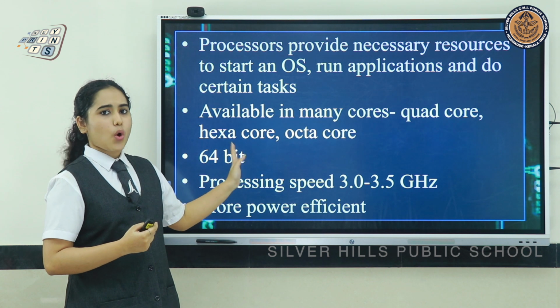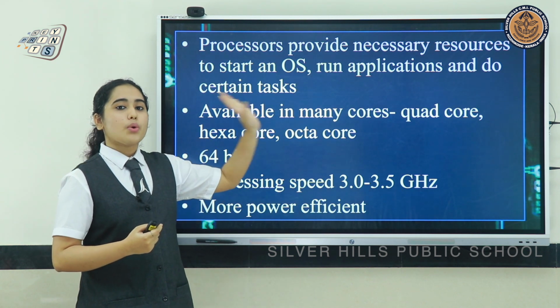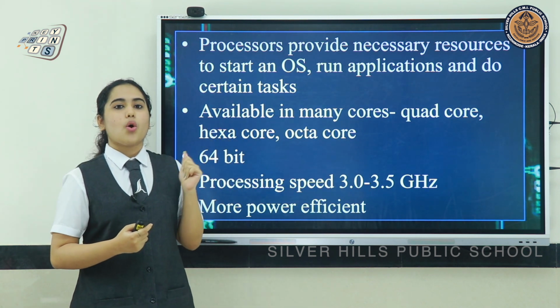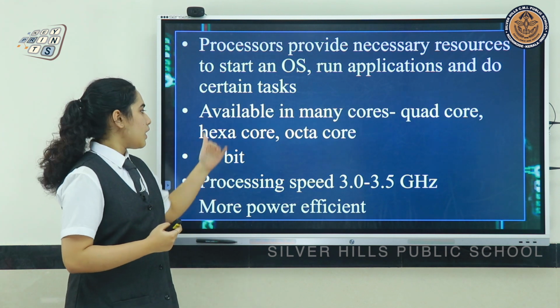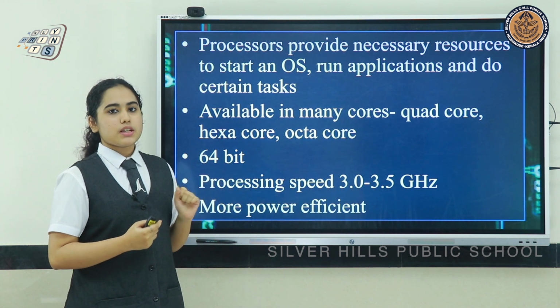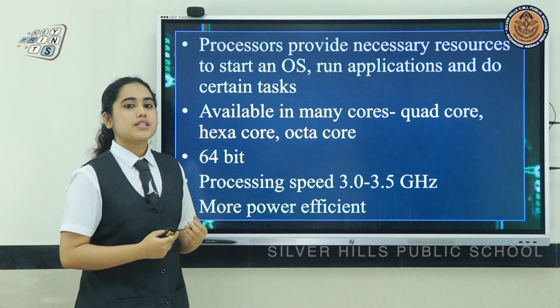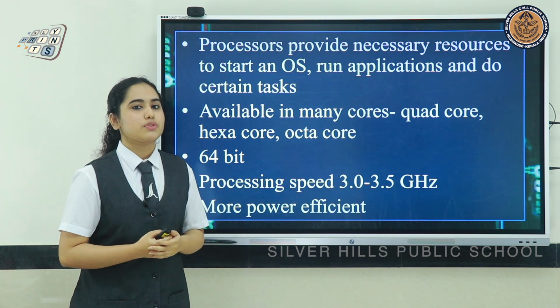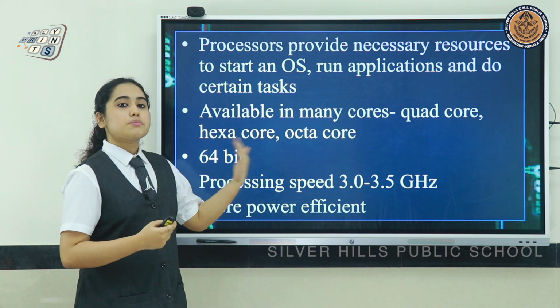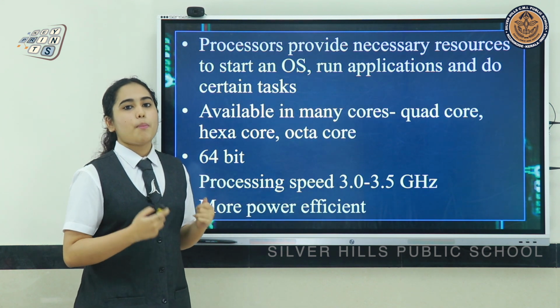Now earlier it was single core, now we have dual core, quad core, octa core and deca core. And earlier it was 32-bit processors, now we have 64-bit processors, and the processing speed of most of the processors is 3.0 to 3.5 gigahertz, and these processors nowadays make our devices more power efficient.